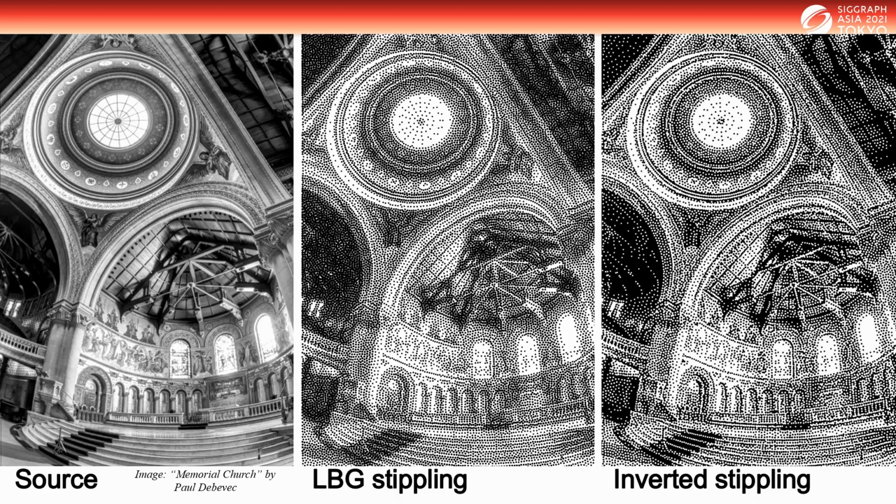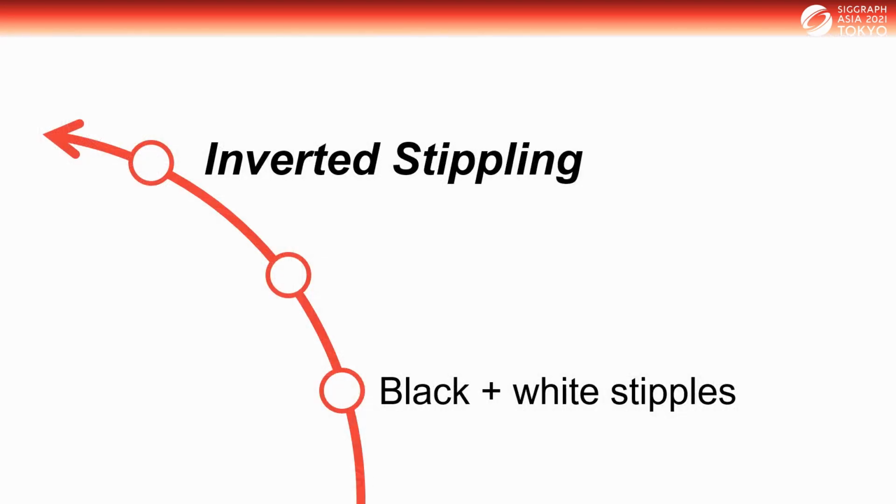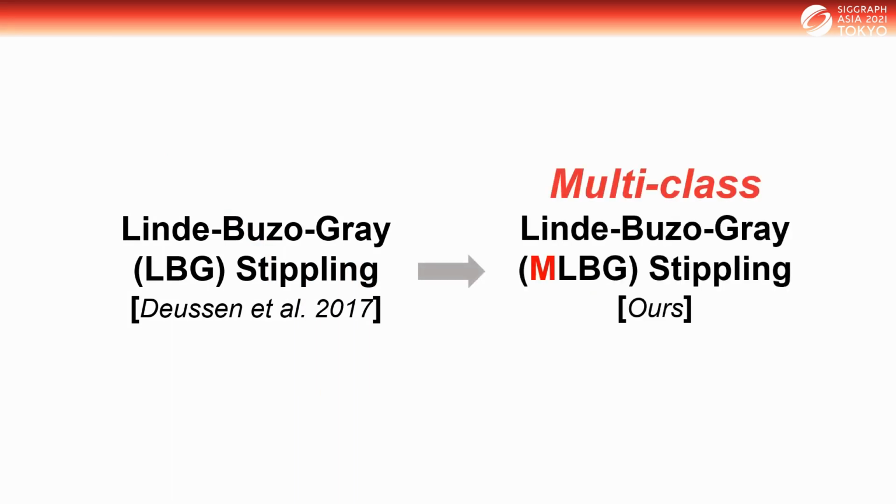However, inverted stippling is challenging, as there are two classes. Therefore, we need a multi-class stippling method. To address this, we present an extension of Lindo-Buzo-Gray stippling by Deussen et al. We call this extension multi-class Lindo-Buzo-Gray stippling.